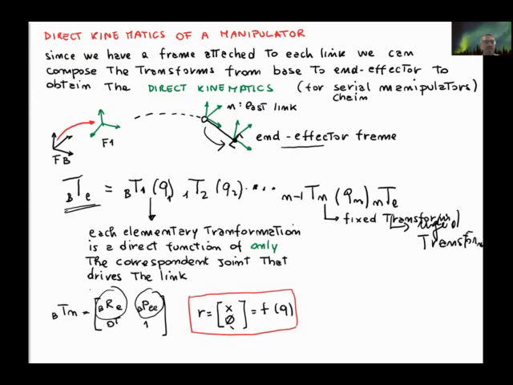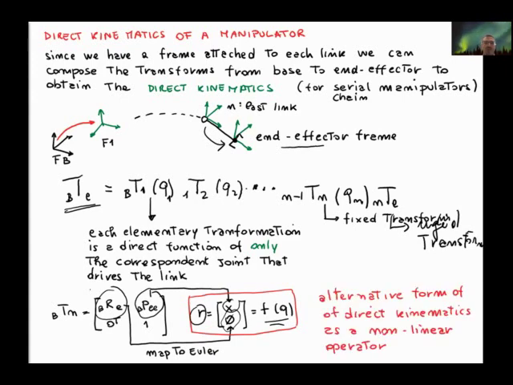And if we want to express the direct kinematics in this way, for example, we want to have a vector with the position of the end effector and a set of Euler angles that represent orientation, then we directly copy this from that and we do a mapping to Euler angles from the rotation matrix. And we get our task variables, for example, in case of position and orientation of the end effector. And this is the alternative form of the direct kinematics seen as a nonlinear operator.